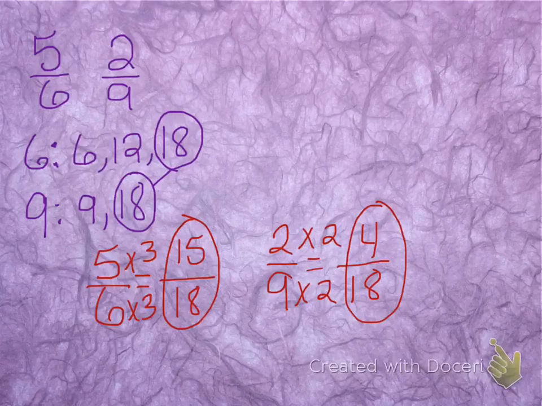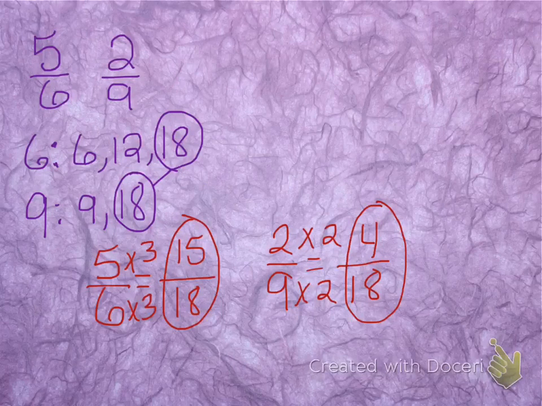Then you go over to 2/9. So how did you make 2/9 a fraction with a denominator of 18? For 9, you say 9 times 2 gives you 18. So whatever you do to that denominator, you must do to the numerator. 2 times 2 equals 4. So 4/18 is your equivalent fraction for 2/9.